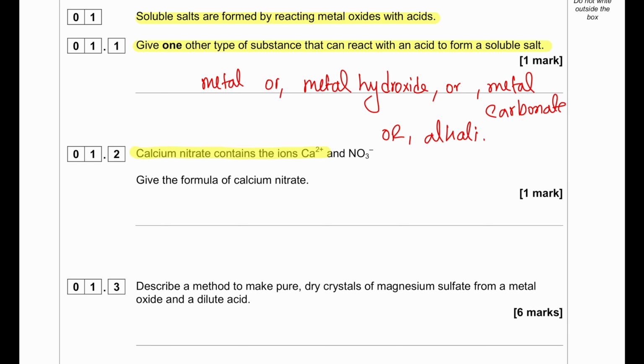Calcium nitrate contains the ions Ca2+ and NO3-. Give the formula of calcium nitrate. So guys, in this case, we can see the calcium is 2+ and the nitrate is only 1-. So we're going to write Ca, and we're going to write the NO3 inside brackets. And what we're going to do is exchange the numbers from the charges. So the 2 goes to the nitrate, the 1 goes to the calcium. So Ca(NO3)2.